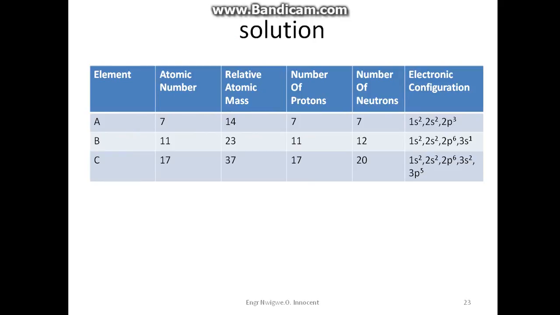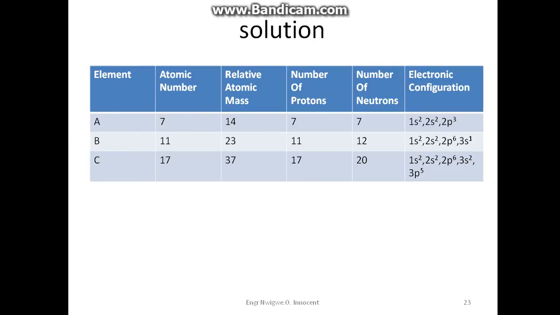For element B, the atomic number is 11. The relative atomic mass is 23. And the number of protons is 11. The number of neutrons is 12. The electronic configuration is 1s2, 2s2, 2p6, 3s1.